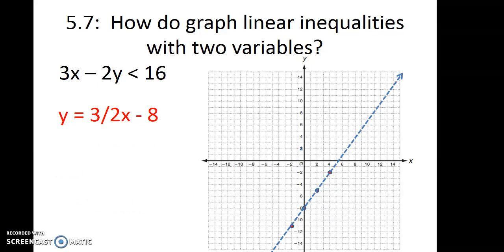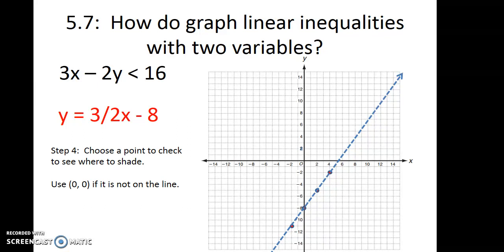Now that I have the line there, I need to decide which way to shade. Either the area above or to the left of the line is shaded, or the area to the right or below the line should be shaded. So I'm going to choose a point, and as my starter, I'm going to choose (0, 0). If this works in the inequality, then I should shade the region that has (0, 0) in it. If it doesn't, I should do the other one. So let me try (0, 0) in the inequality.